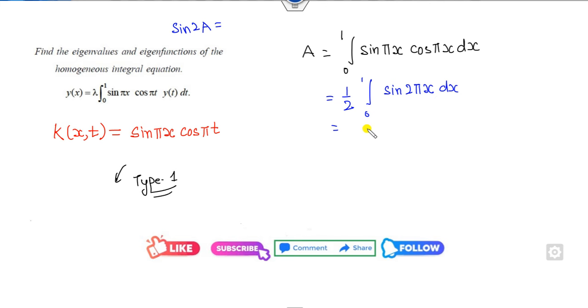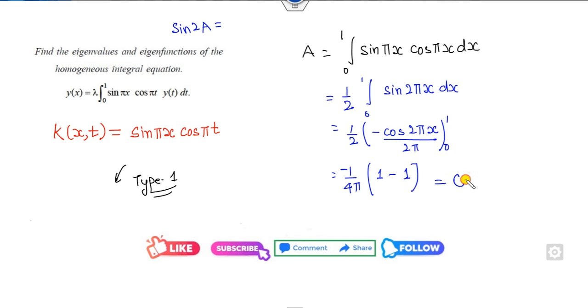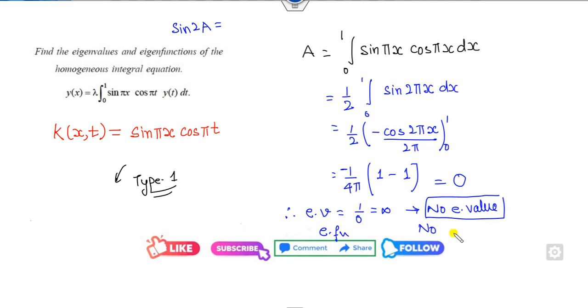So what is the integration of this? It is half of minus cos 2 pi x divided by 2 pi from 0 to 1. 1 over 4 pi is outside, minus is outside, cos 2 pi and cos 0 are here. So it is 0. Once A is 0, what is the eigenvalue? The eigenvalue is 1 over 0, infinity, which means no eigenvalue. Once there is no eigenvalue, what is the eigenfunction? There is no eigenfunction. Clear? The eigenvalue is also called the characteristic value. There is no characteristic value, which means there is no eigenfunction.